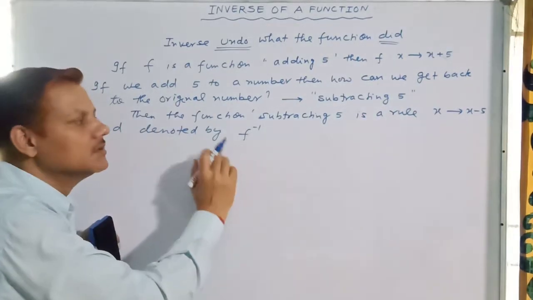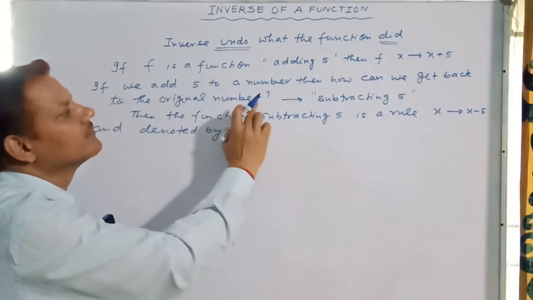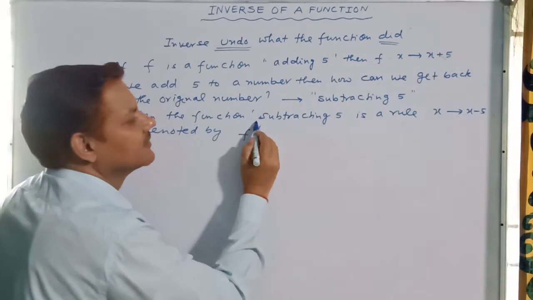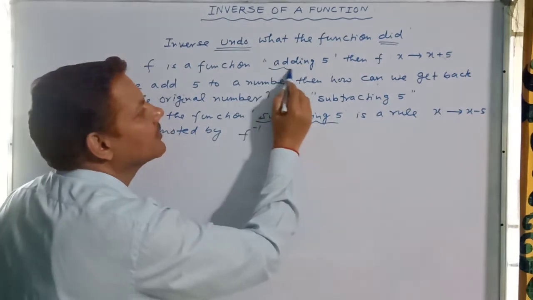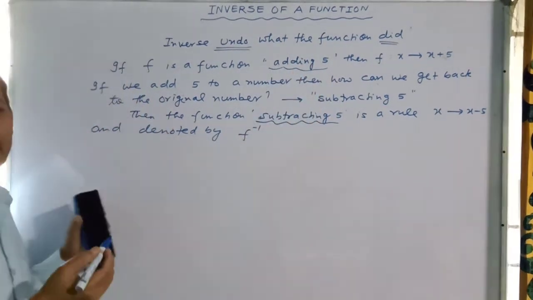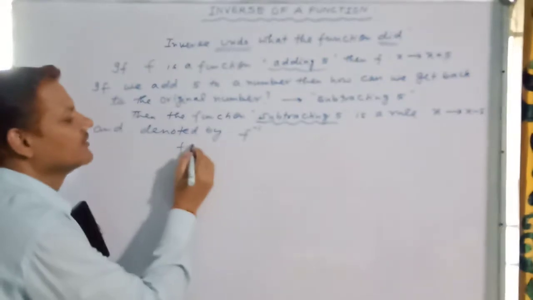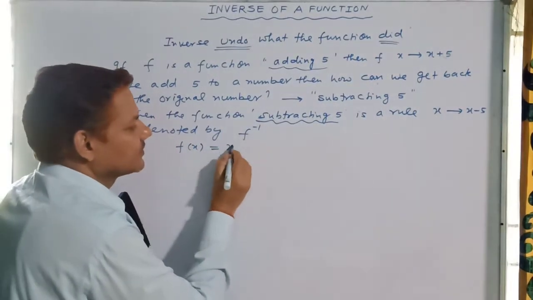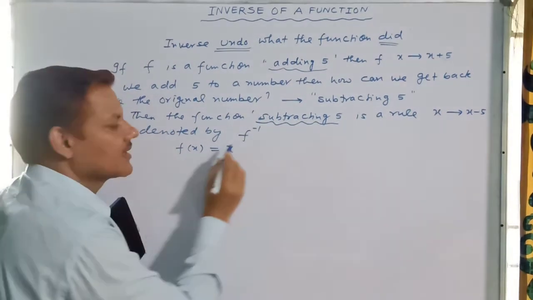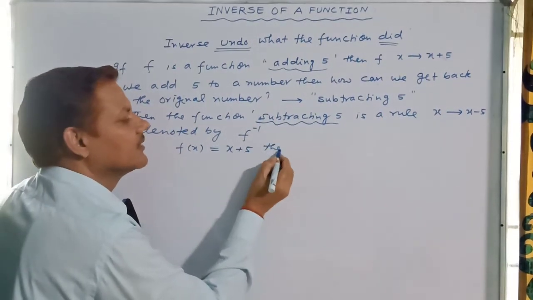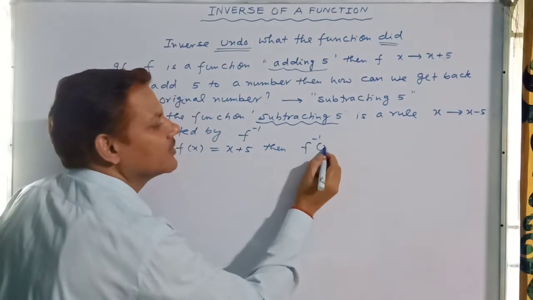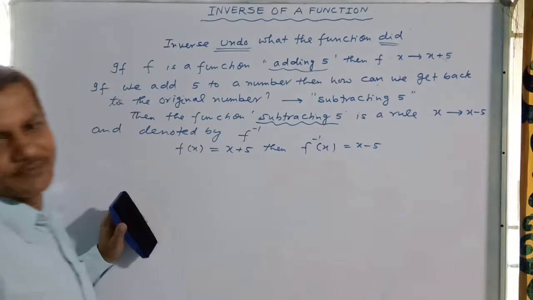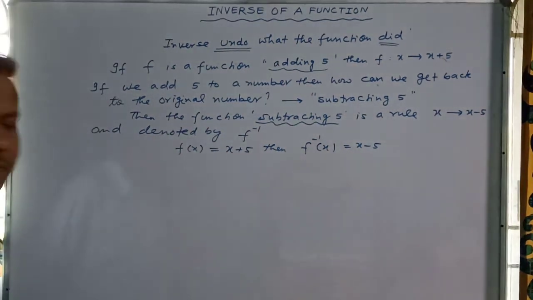It means that for this f which is adding 5, there exists f inverse, and that is subtracting 5. Here the function is adding 5. We can write, if f is a function which gives the image of all x as x plus 5, then there exists its inverse which gives each x the image x minus 5. This is the basic concept.